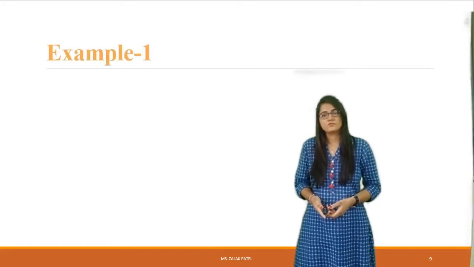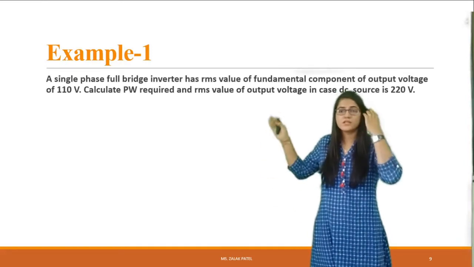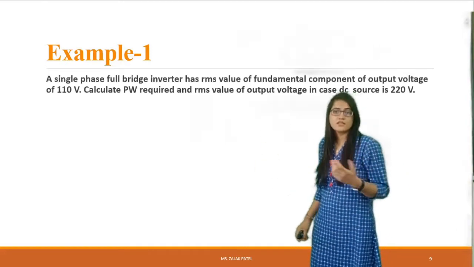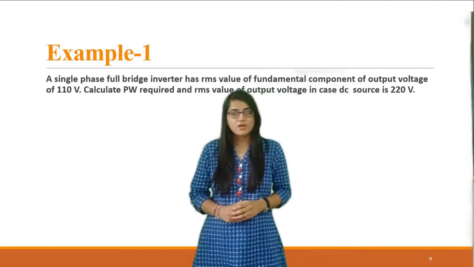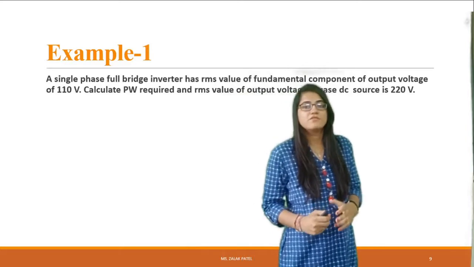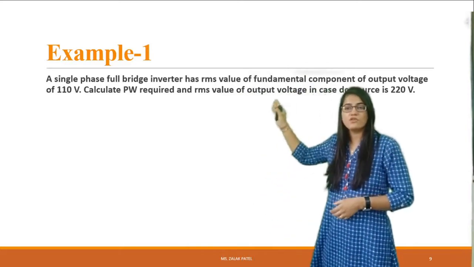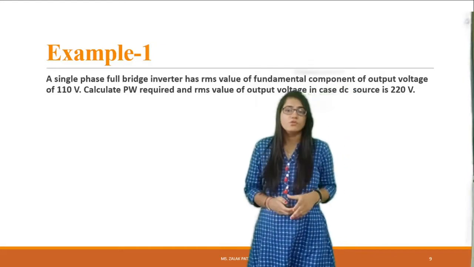Now let's see one example related to it. Consider the problem statement: a single phase full bridge inverter has an RMS value of the fundamental component of 110 volt. You have to calculate the pulse width required and the RMS value of output voltage, where the source has a voltage of 220 volt.